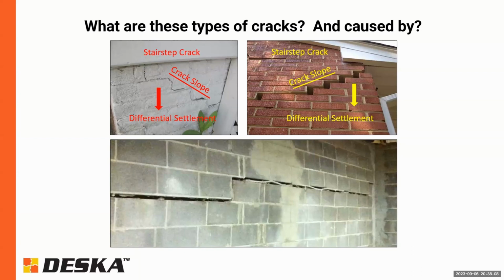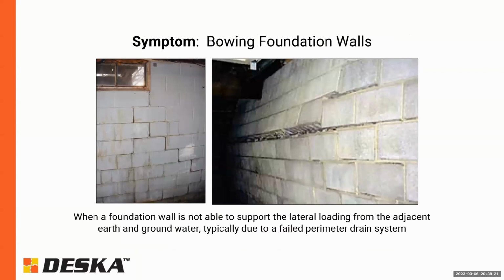The crack in the lower picture here, while it does have one stair step to it, is mostly a horizontal crack, and that's from the lateral bowing of a foundation wall. So here are some other examples of this. It's typically due to water, and this is one of the main reasons why it's so important to keep water away from the house with downspouts, French drains, and grading.